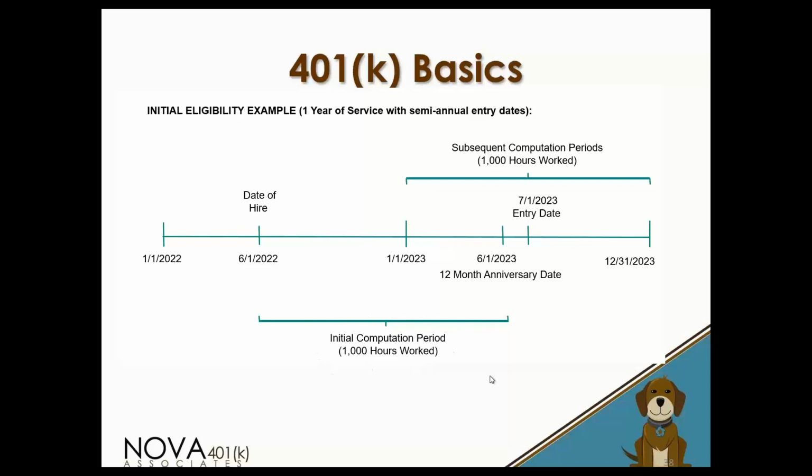If that initial 1,000 hours was not met, then we would look at calendar years. So the first calendar year for this person would start at the beginning of 2023. So if the person worked 1,000 hours from January 1st, 2023 through December 31st, 2023, because they didn't meet it during their first anniversary year, but they met it during this first calendar year, that person would then enter the plan on January 1st, 2024.